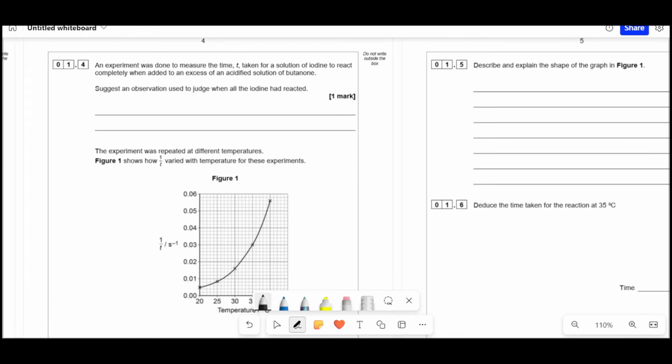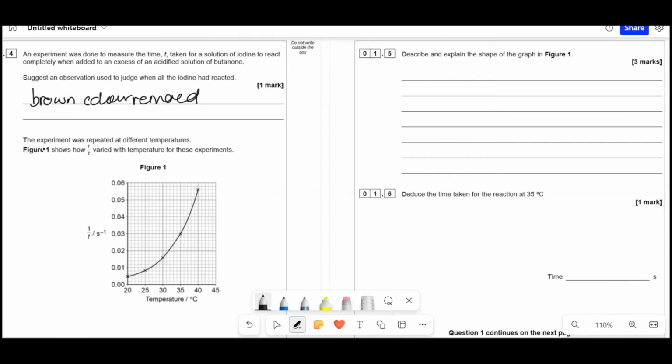An experiment was done to measure the time taken T for a solution of iodine to react completely when added to an excess of acidified solution of butanone. Suggest an observation to judge when all the iodine had reacted. So we're adding iodine, which is a brown solution. If it's all reacting, then it's forming I minus ions. So the brown color's gone because it's not I2 anymore. Removed, or it disappears.